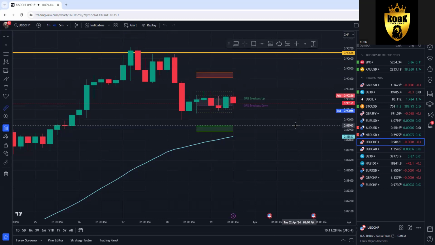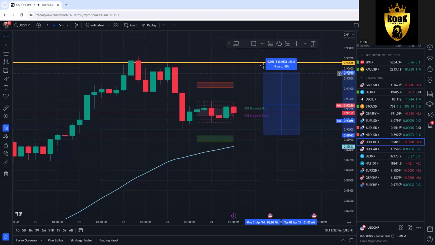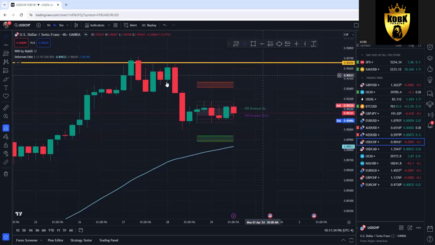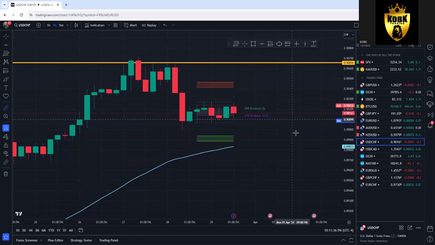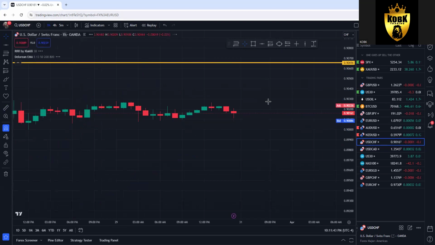And from here to here, oh, I can't see that. It's over 60 pips. Check the 1 hour though. That's a good trade. That's a good trade. 70 pips. It's a good trade.